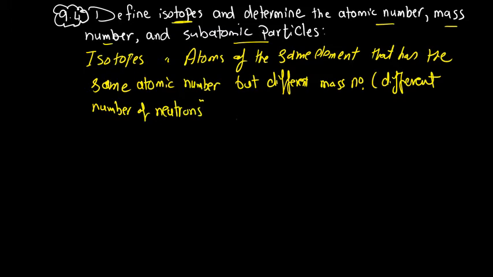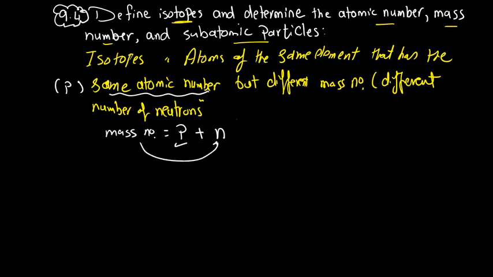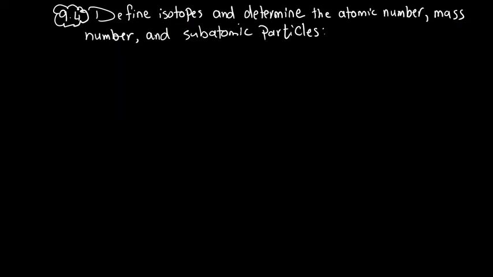Because as you know, the mass number equals the sum of protons and neutrons. If the number of protons doesn't change, because the proton is the atomic number, so any change in the mass number will be only due to change in the number of neutrons. Almost every element in the periodic table has many isotopes. Let's take some examples.